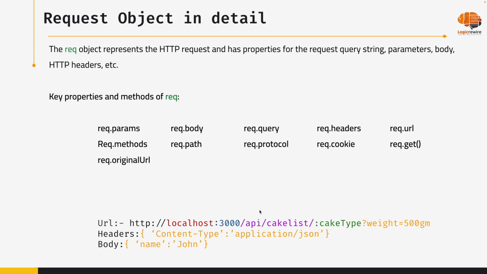So let's start with one small API, and let's call that API from Postman, and let's try to capture all of these things.